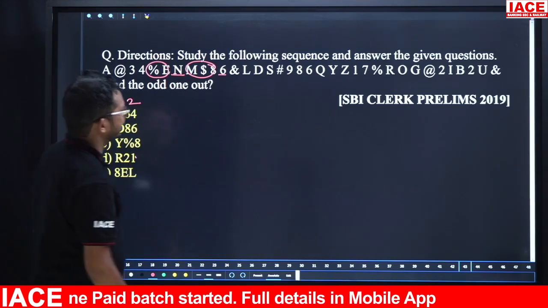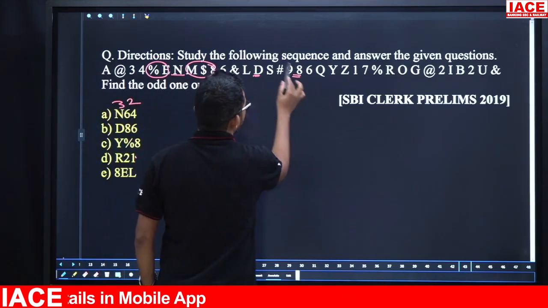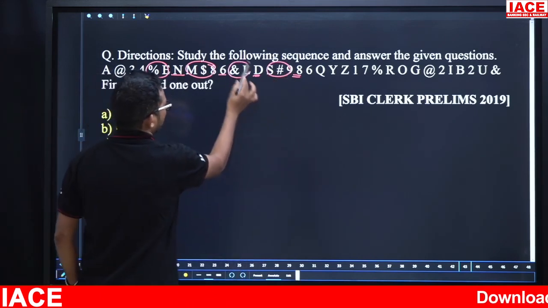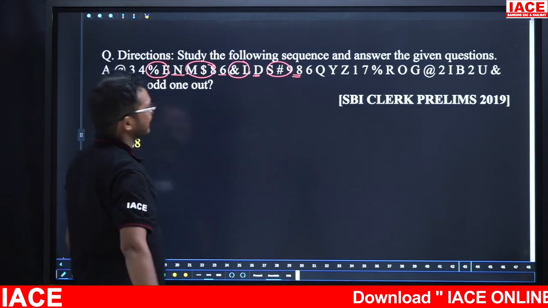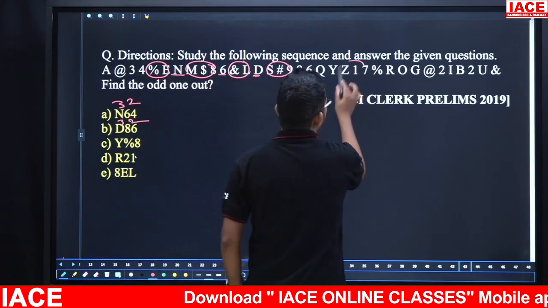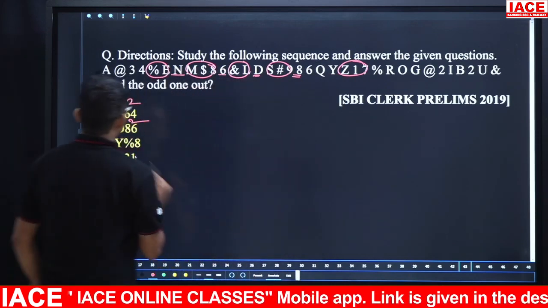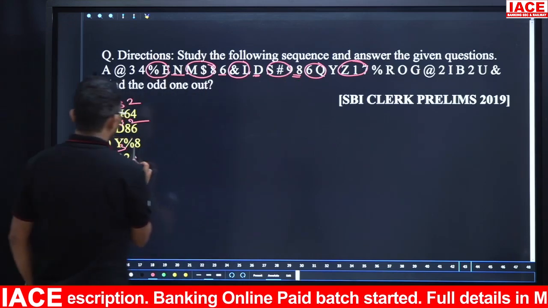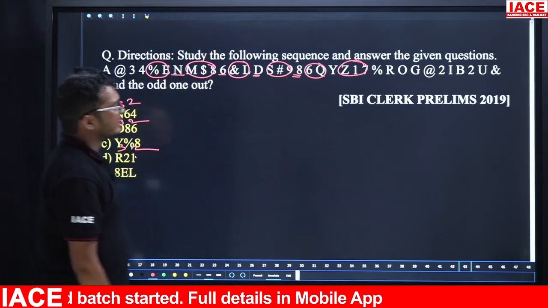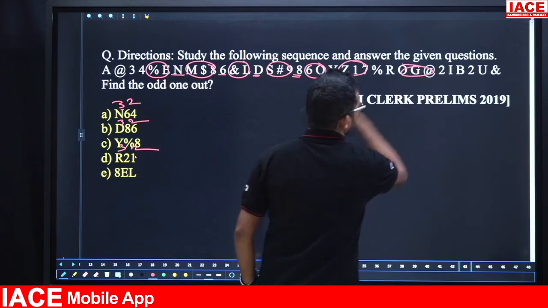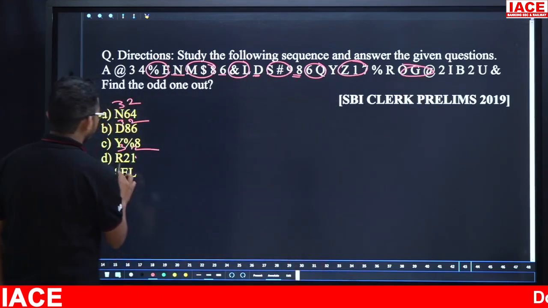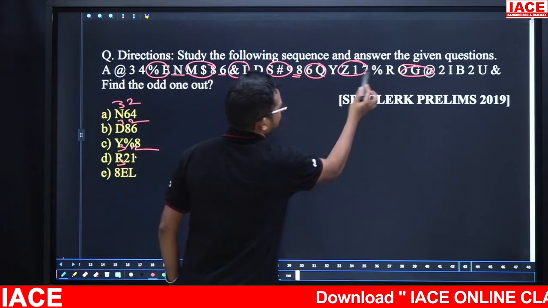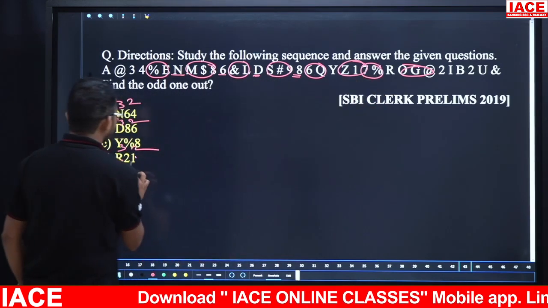Next D 8 6. D and 8, forward, we have a 3 elements gap. D and 6, backward, a 2 elements gap. Y % 8. So Y and %, forward 3 elements gap. Y and 8, backward 2 elements gap. Next R 2 1. Friends, R and 2, forward 3 elements gap. R and 1, backward, 2 elements gap.